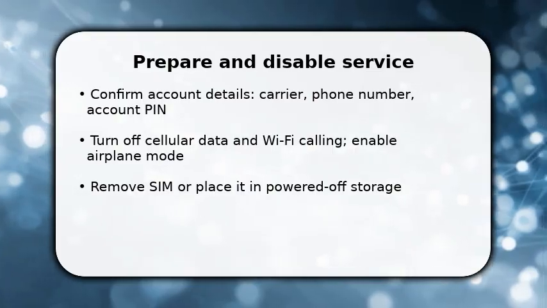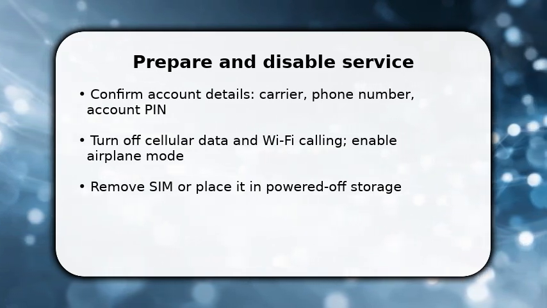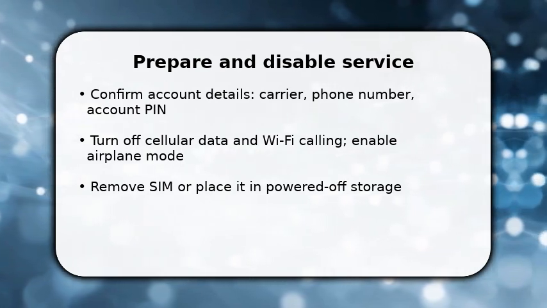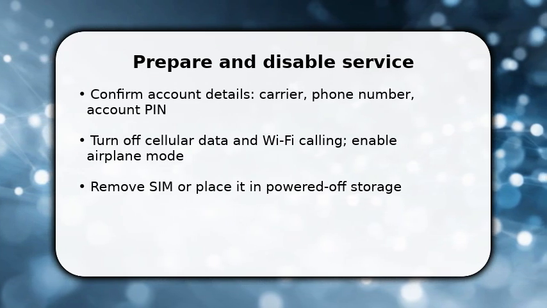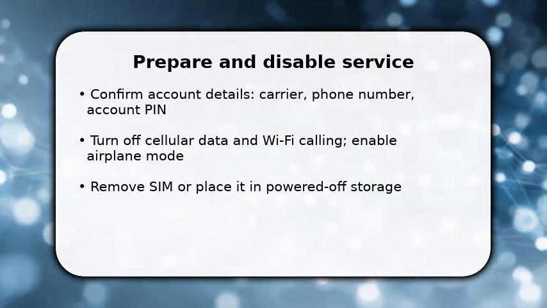You start by stopping network access immediately. First, confirm your carrier and account PIN so you can reverse changes later. Then toggle airplane mode and disable Wi-Fi calling to cut signal paths. Once done, power down and remove the SIM card.